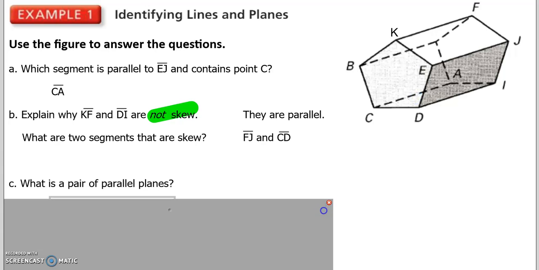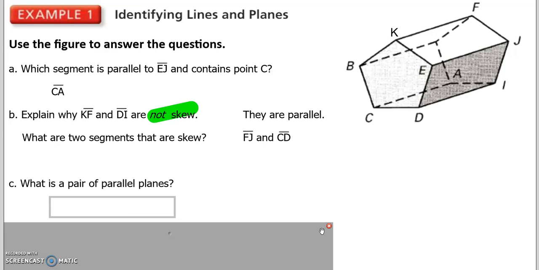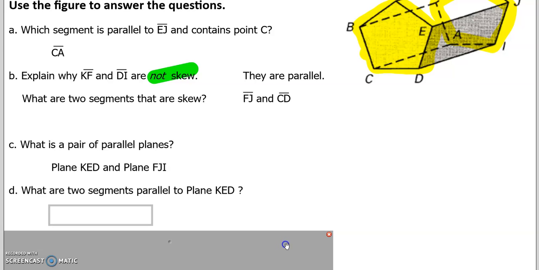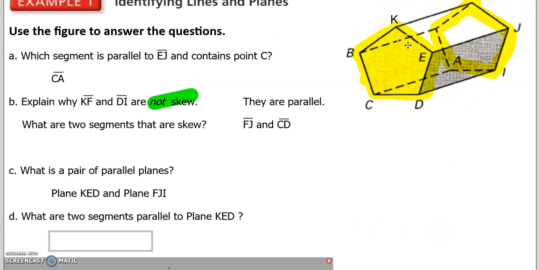Another question here. What is a pair of parallel planes? Let's look at parallel planes now. Let's check out, what do we think about plane KED? That would give me this plane. And think about what plane is parallel to the top of this, or the front of this pentagon shape. What about back here, right? Plane FJI. Remember, we can name planes with 3 points on the plane, okay? Those planes are parallel.